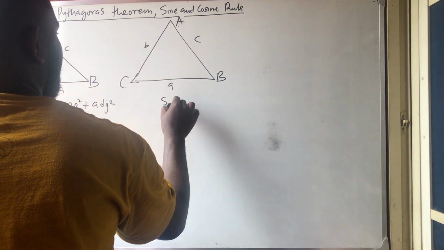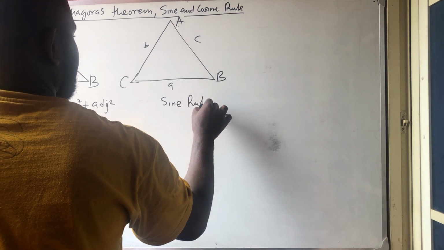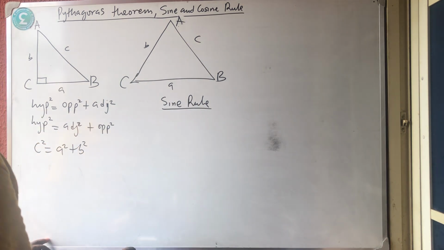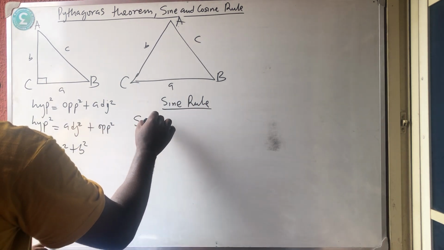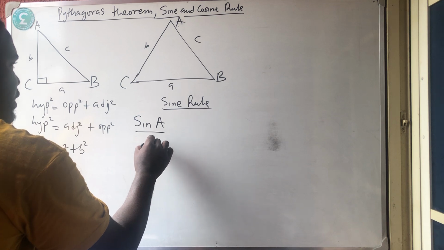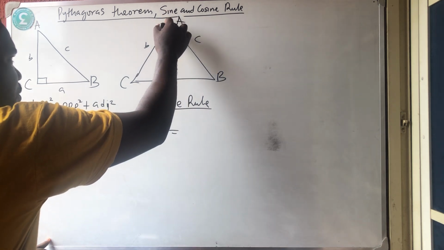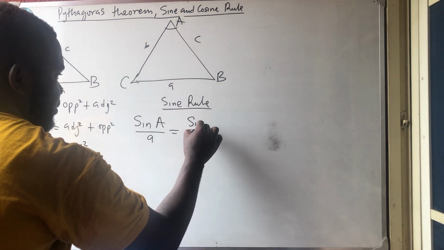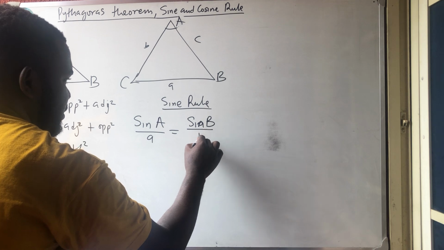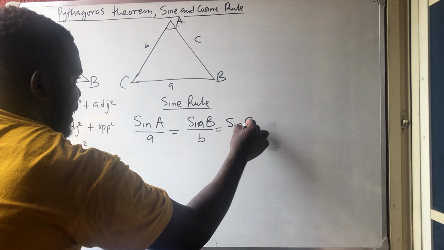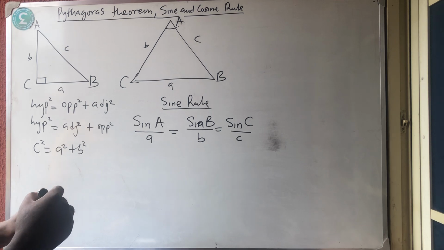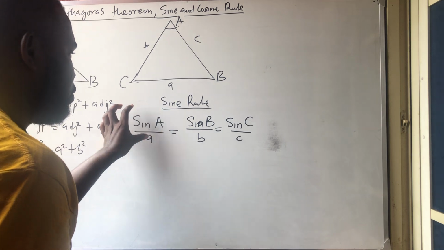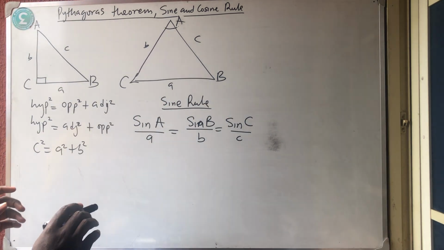Now for sine rule, look at how to know sine rule. Sine rule simply says the sine of big A all over the small a, the one facing it, is equal to this angle all over the one facing it, is equal to sine the other angle, sine the other angle all over the one facing it, is equal to sine the last angle all over the one facing it. Okay, we cannot use the three of them at once. You can use this and this, or you use this and this, or you use this and this. Okay, so that is for sine rule.